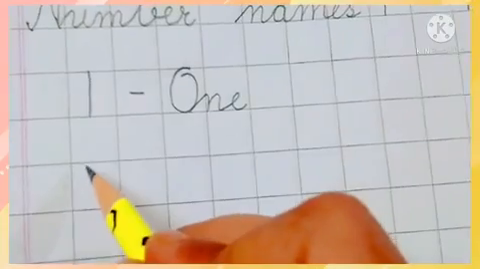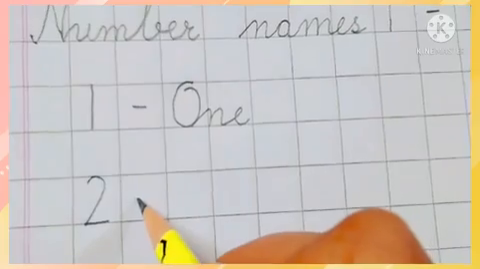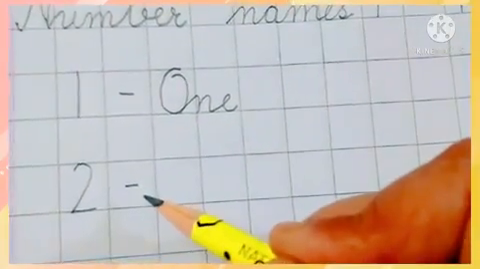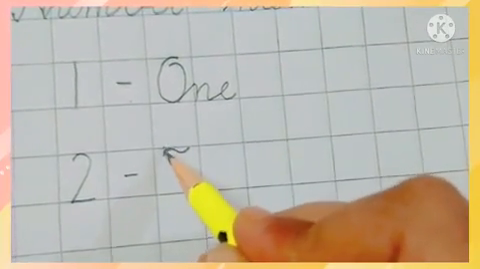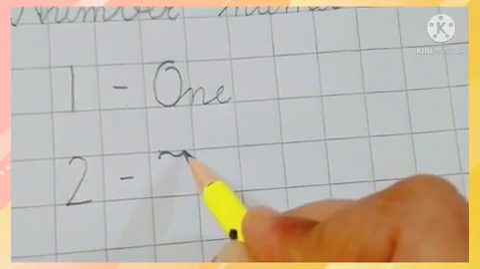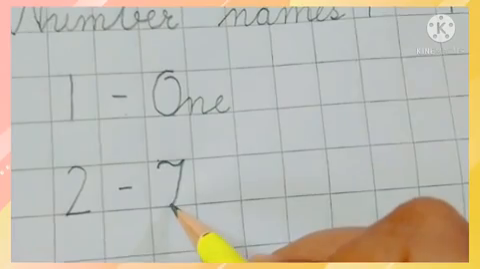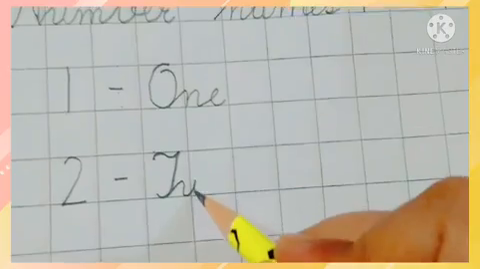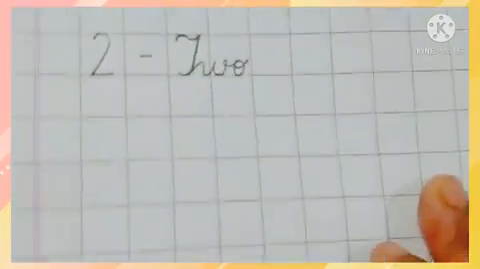Now after that write 2. What is this, children? Yes, 2. Make a dash, and these dashes are necessary. You have to make it. This is T. Put your pencil below the blue line, and then go up, come down, little curve, then again go up, touch the top line, come down with a slanting line and curve it. Now make W. T, W, O, 2.